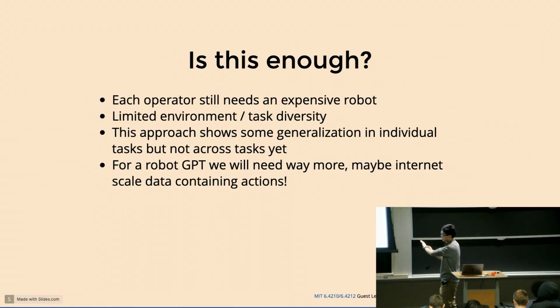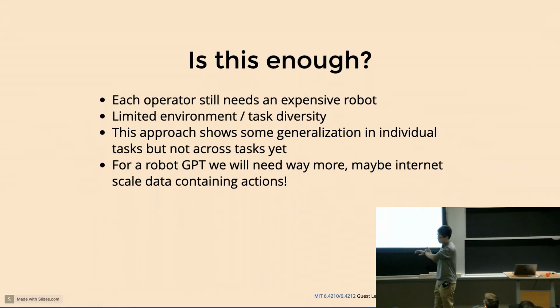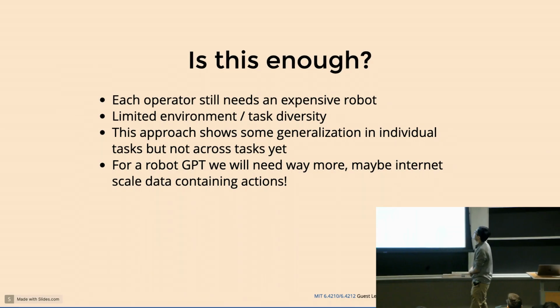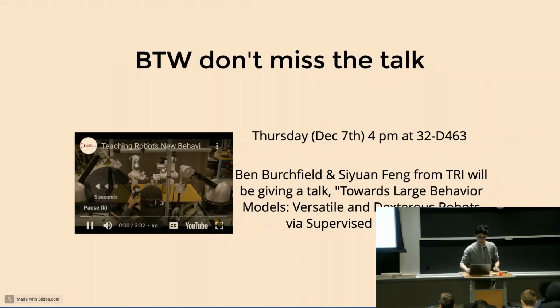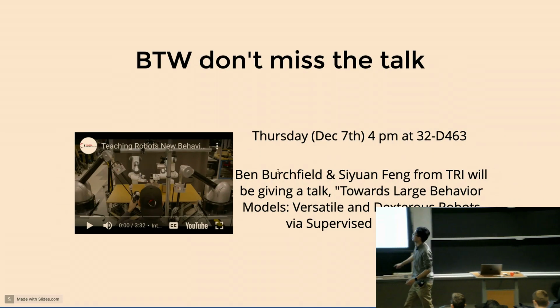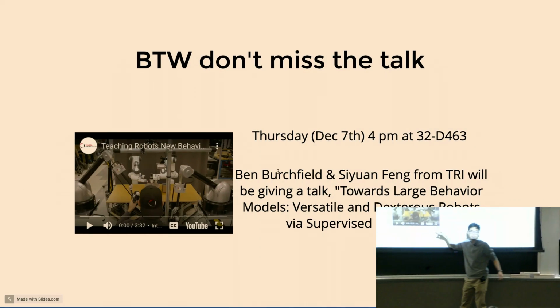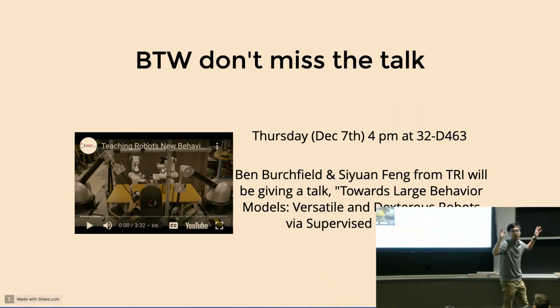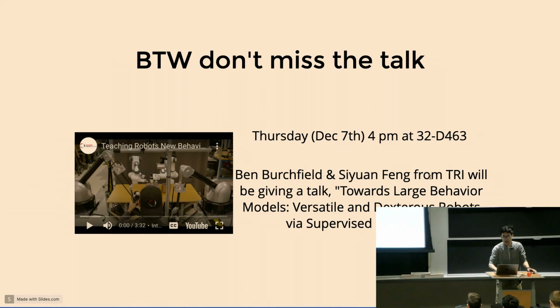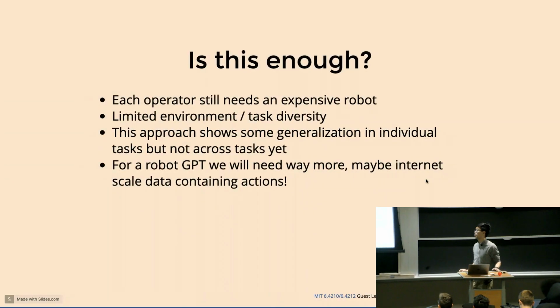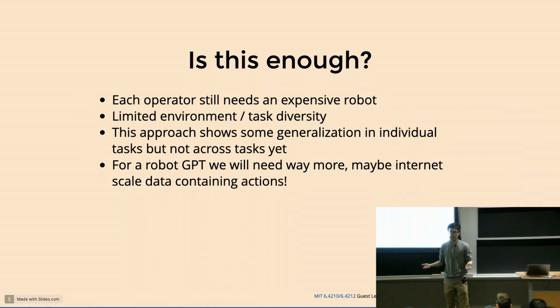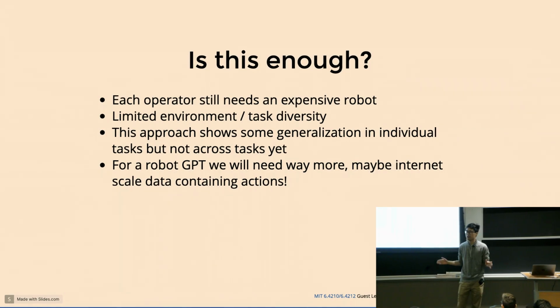Then the question is, is this enough? The problem is that each operator still needs an expensive robot to collect your data. For TRI, if you look at the video, you will realize that the setup is expensive. You essentially have two Franka arms here and two teleop stations here to collect this data. There have been cheaper hardwares, but you still need to hire humans and buy them robots to collect this data. And if you ask the robotics graduate students, do they like collecting data? Everyone will tell you no, right?